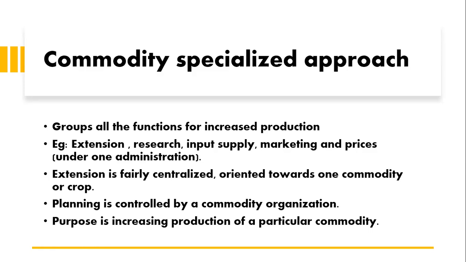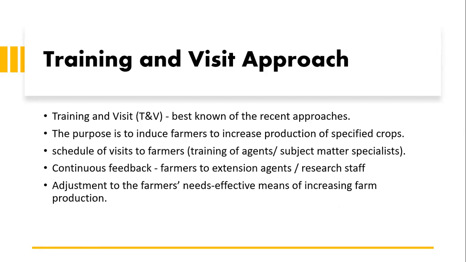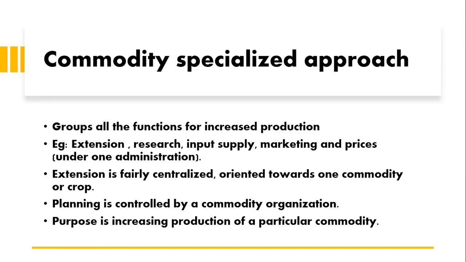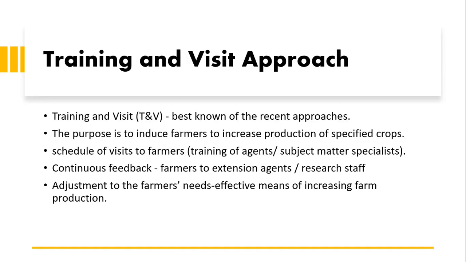Planning is centralized by the commodity organization, so it is central planning, and the purpose is increasing the production of the particular selected commodity. If it is tea, they only target increasing the production of tea. If it is coconut, they only target increasing the production of coconut. If it is rubber, they target only rubber, like that. So only one commodity is targeted. This is one of the traditional approaches currently practiced in Sri Lanka, right?